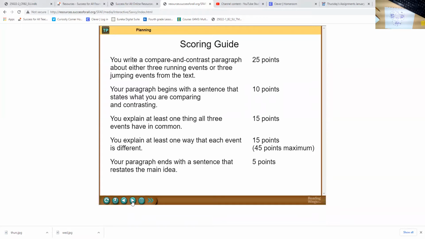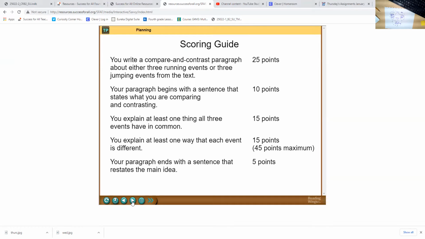Okay, and then it says, here's the scoring guide. You write a compare and contrast paragraph about either 3 running events or 3 jumping events from the text. That's worth 25 points. Then your paragraph begins with a sentence that states what you are comparing and contrasting. That's worth 10 points. You explain at least one thing all 3 events have in common. That's worth 15. You explain at least one way that each event is different. That's 15 points each, for a 45 maximum amount of points. And then your paragraph ends with a sentence that restates the main idea, which is worth 5 points.